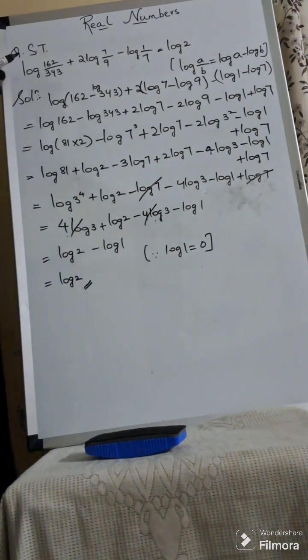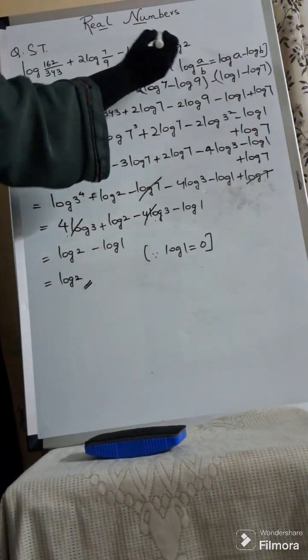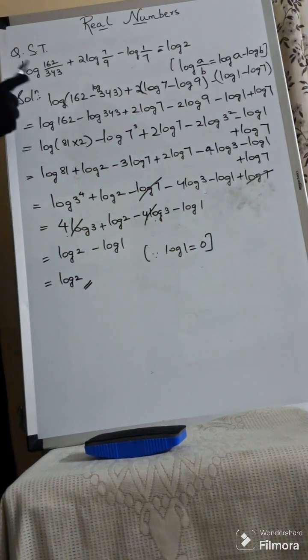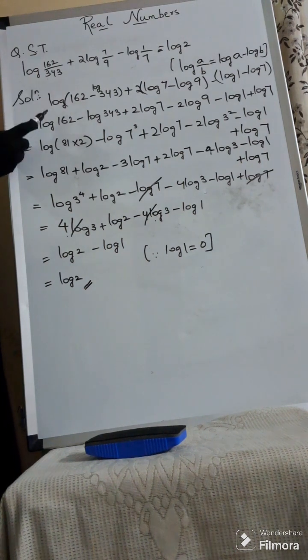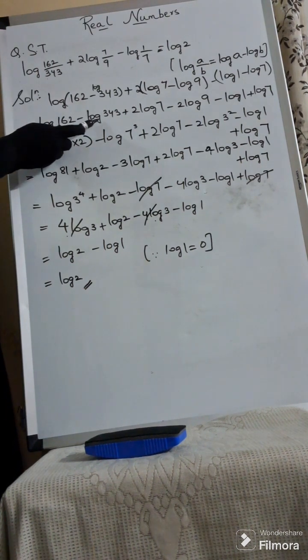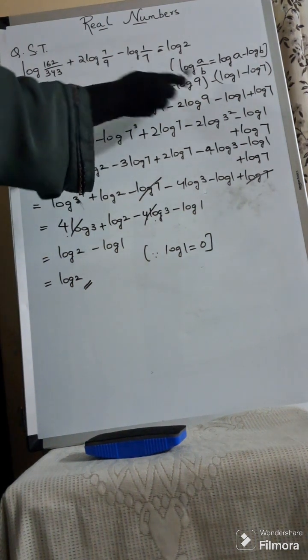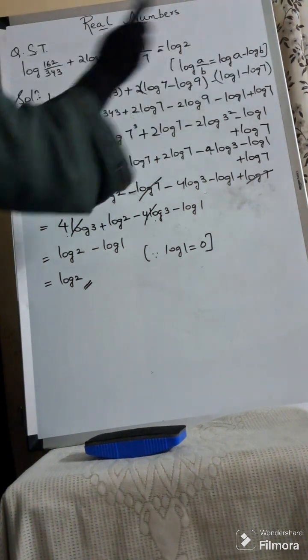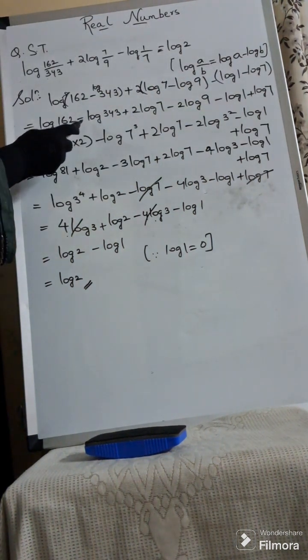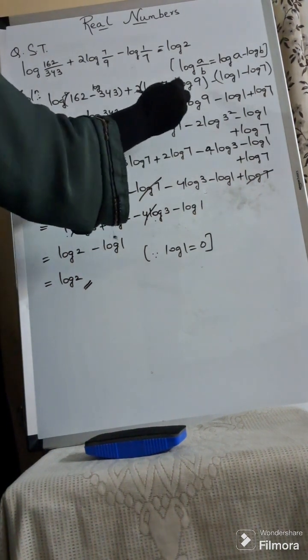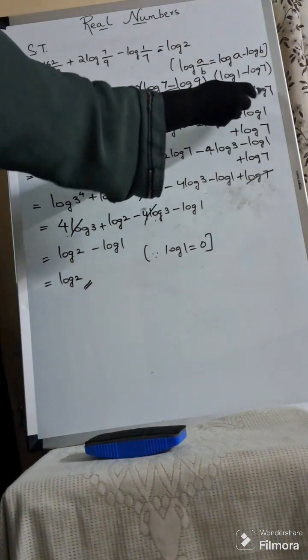So in the question they asked, show that this whole equation is equal to log 2. At the last we proved that it is equal to log 2. See from the starting again. So log 162 by 343. This is in the form of log A by B. So the log A by B formula is log A minus log B. So that's why log 162 minus log 343, plus 2 log 7 minus log 9 minus log 1 minus log 7. Multiplying each and everything, minus into minus plus log 7.